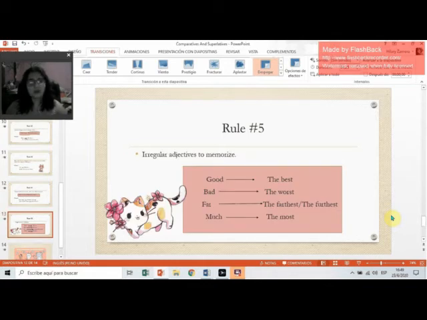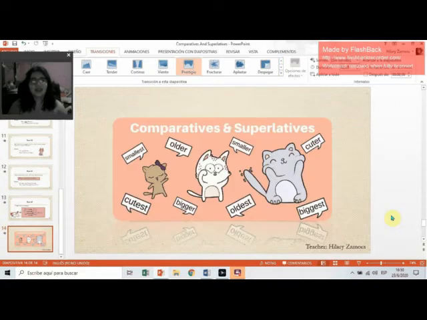Rule number 5, irregular adjectives to memorize. Good, the best. Bad, the worst. Far, the farthest, the furthest. Much, the most. And that's all about comparative and superlative.